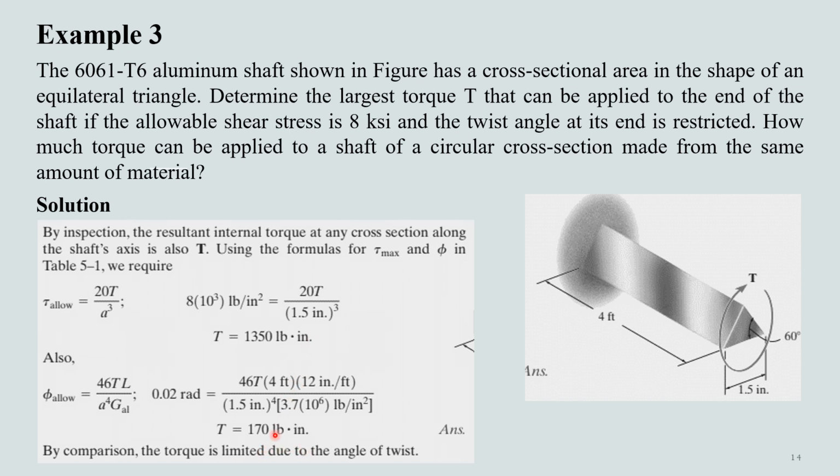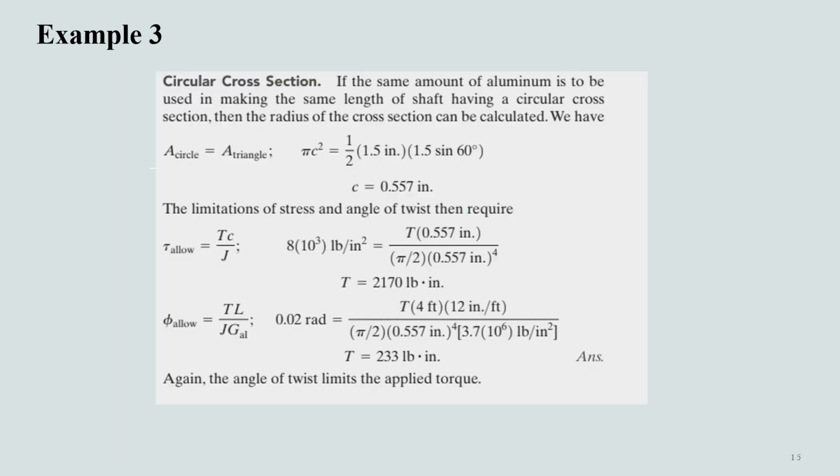By comparison, we can notice that the torque is limited due to the angle of twist. Due to this angle of twist, a very small amount of torque can actually be applied to this shaft. If we want to determine the allowable torque for a circle made of the same material as the aluminium, the area of that circular shaft should be equal to the area of this triangular shaft.